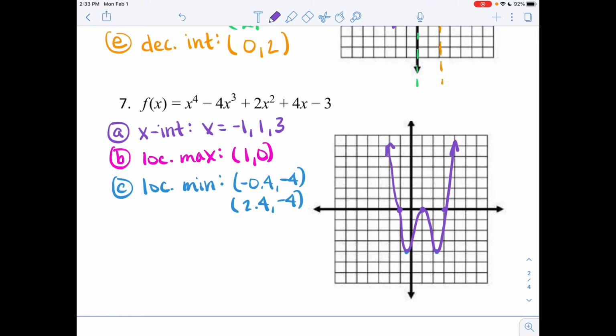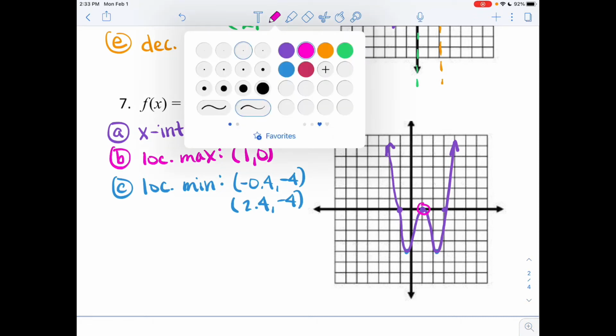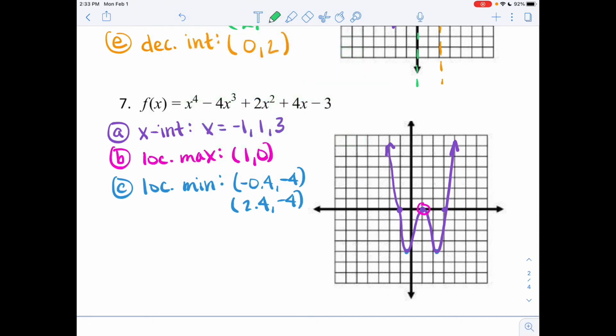You can label your points here if you want to. I'm choosing not to just because it's going to be a little cluttered if I do. I am going to go ahead and circle this local maximum since I already had a purple dot there. I want to go ahead and just kind of call attention to that. Now we will talk about increasing and decreasing intervals.